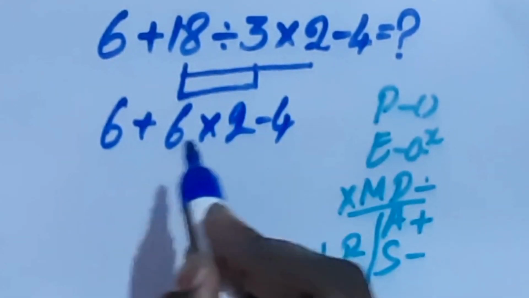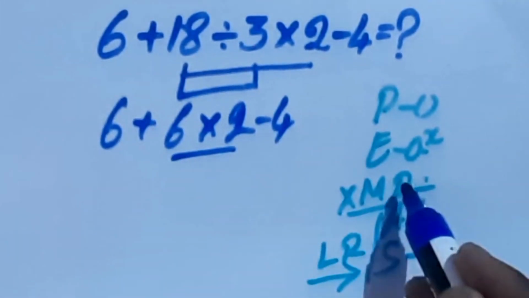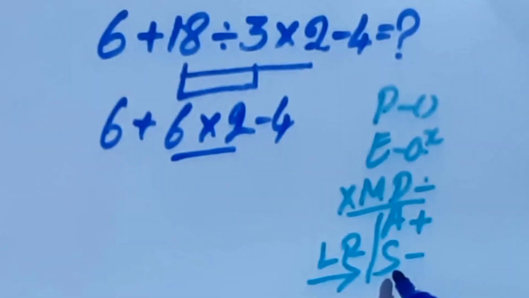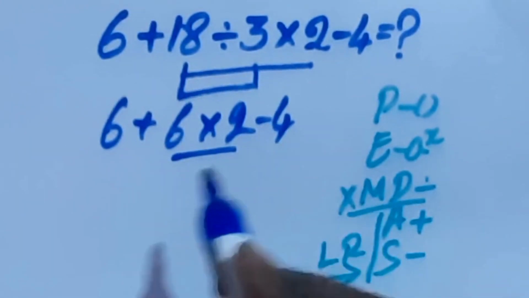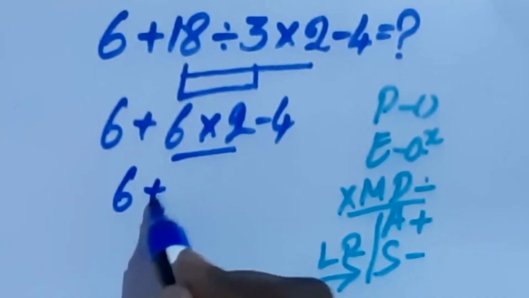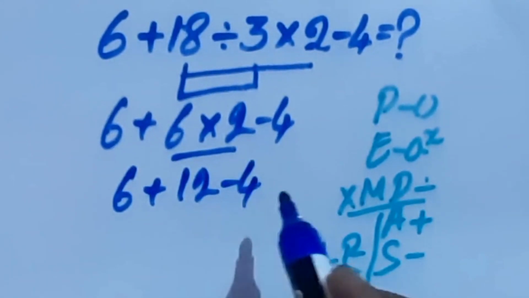Here we have addition, multiplication and subtraction. Here multiplication is higher priority than this addition and subtraction. So we have to do this multiplication before this addition and subtraction. Here 6 plus, here 6 times 2 is 12 minus 4.